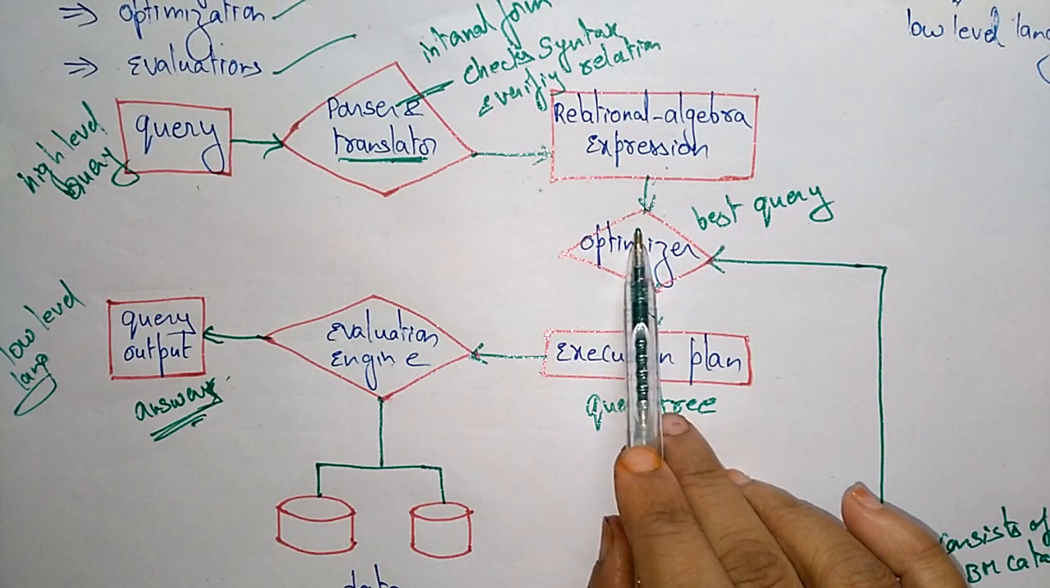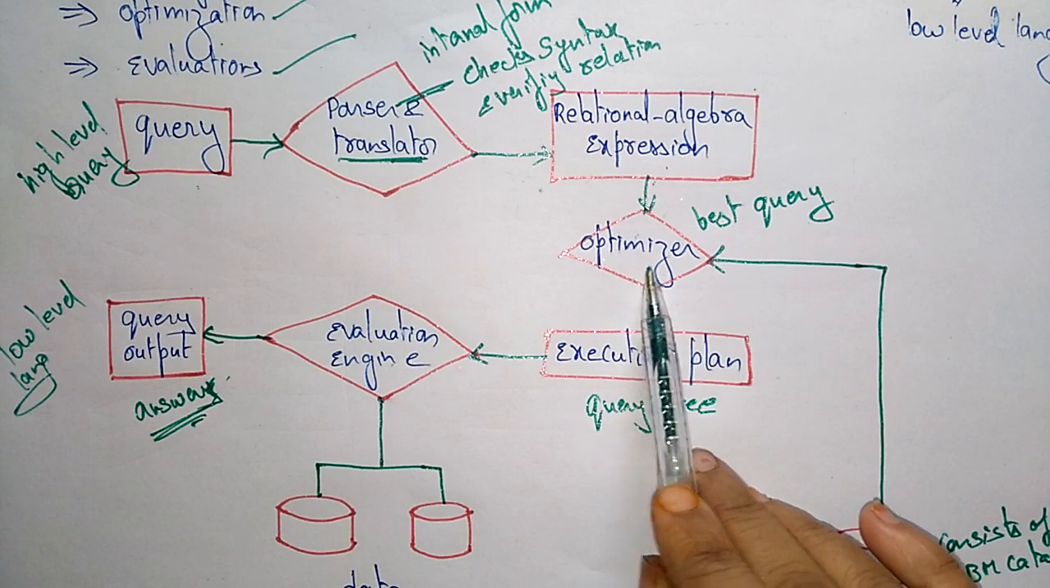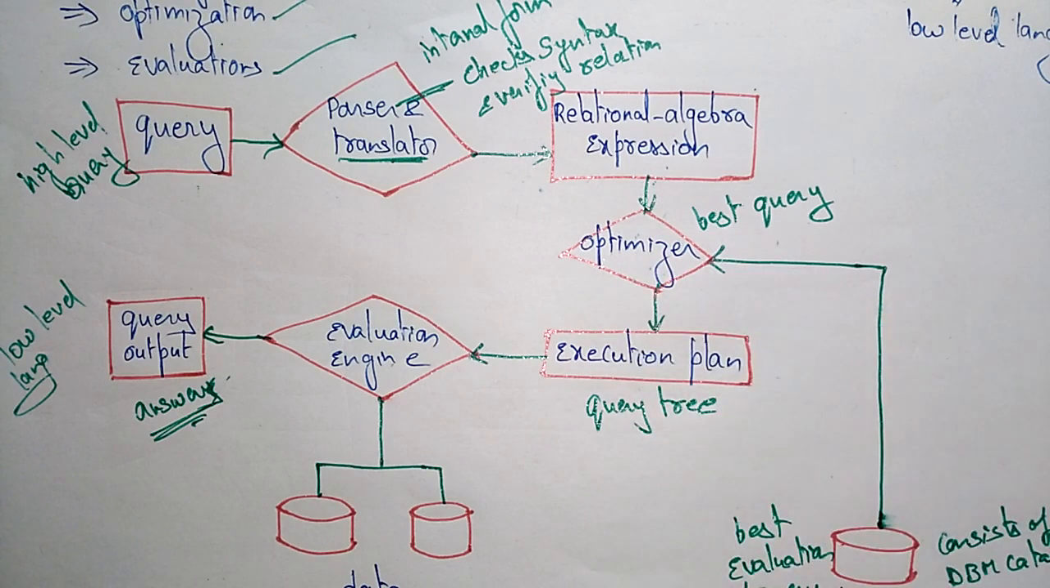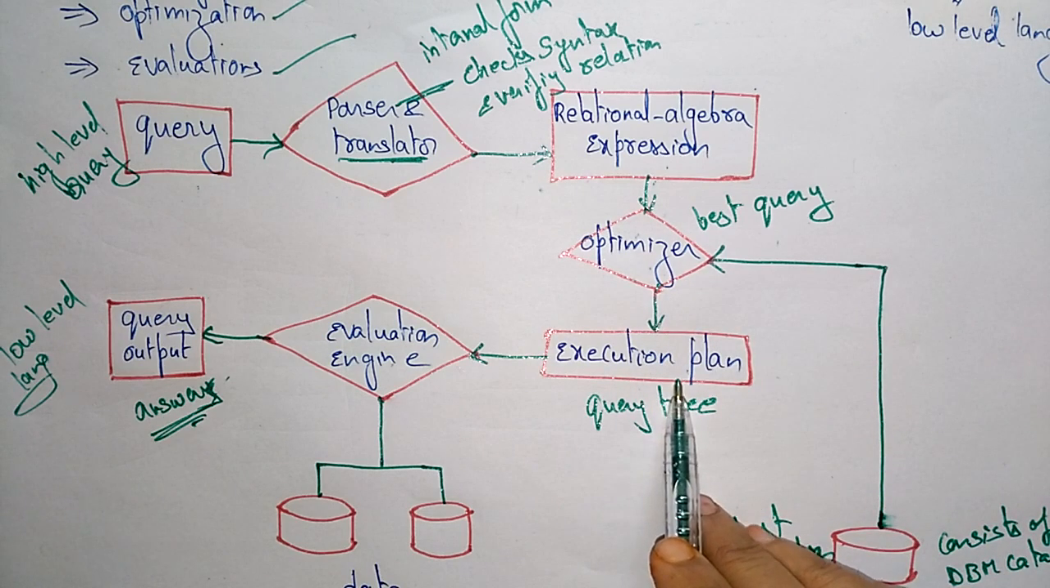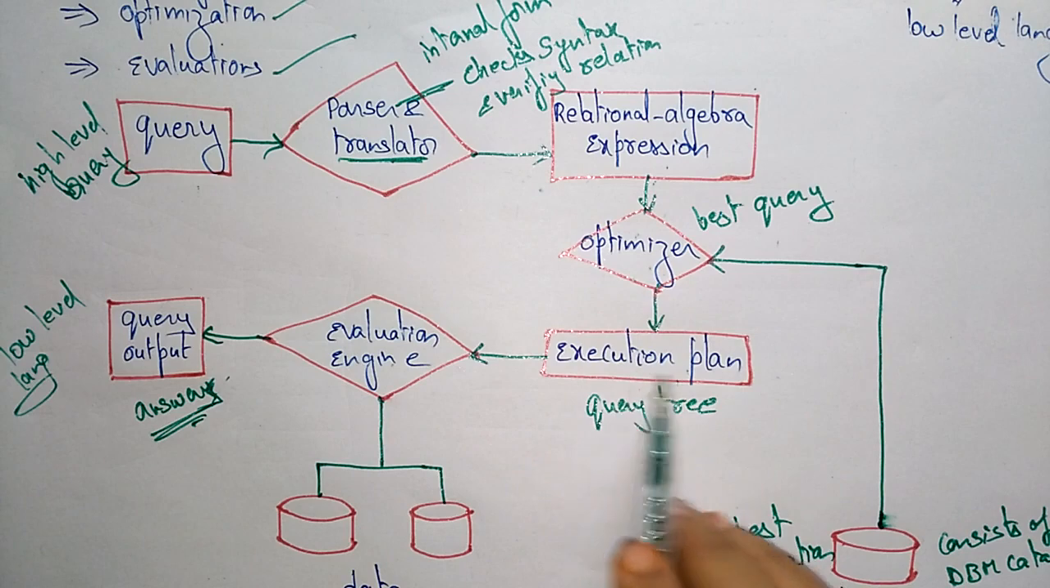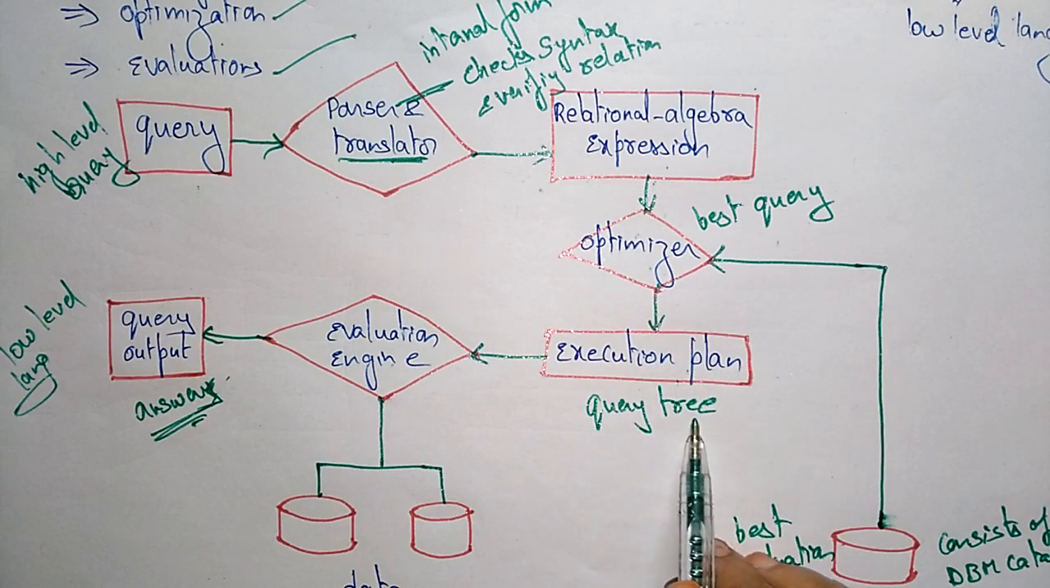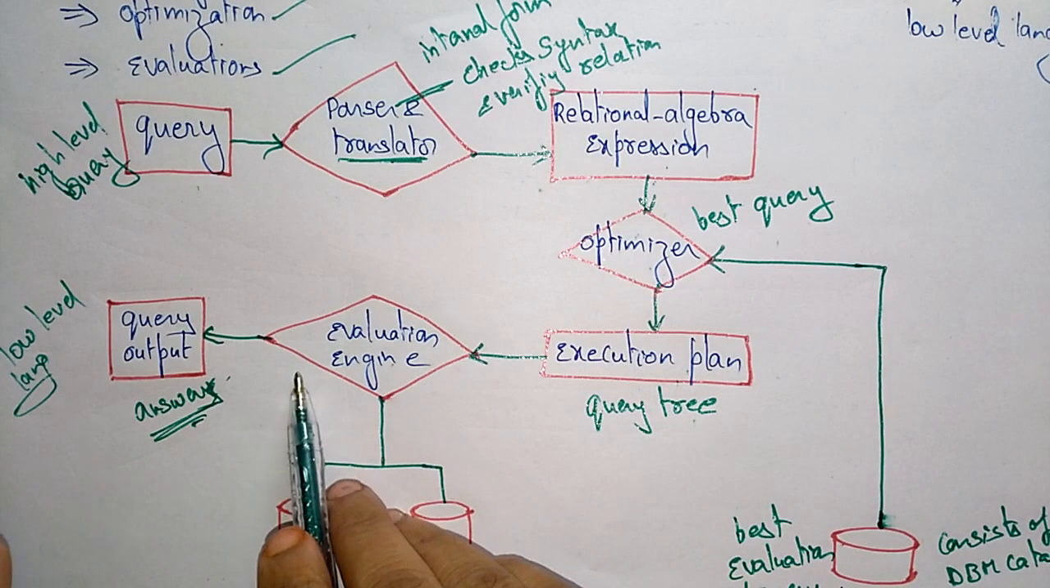In that, among the different expressions, the optimizer will select the best query with the help of the statistics about data, which you call the DBMS catalog. With the help of this DBMS catalog, it selects the best query and places it in the execution plan. The execution plan converts that into the form of a query tree, and it is placed in the evaluation engine.